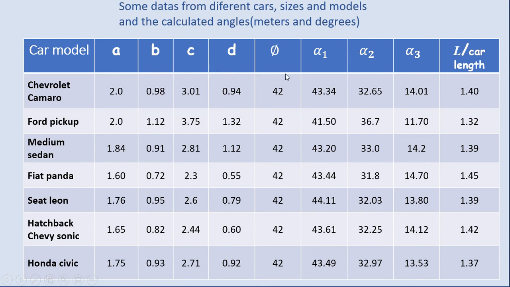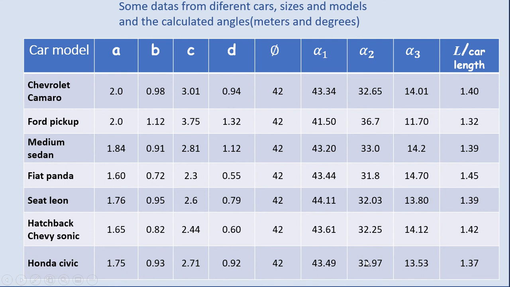The angle, as I said, is about 42. I use this for my calculation, but it's about 42 or 44. It can change the inner wheel angle. And the results in angles are alpha 1, 2, and 3. You can see it's about 43, 41.5, 43.2, and so on. Alpha 2 is also about 32. Here is the biggest I get, 36, 33, 31, 32, and there is a number about that.